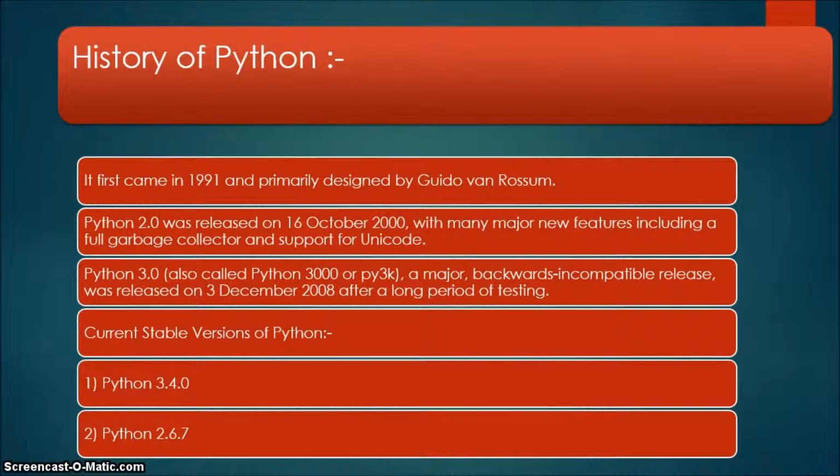So let's talk about history of Python. Python first came in 1991 and was primarily designed by Guido van Rossum. Then Python 2 was released on 16 October 2000 with many new features such as full garbage collector and a support for Unicode. Following that, Python 3 was released on 3rd December 2008 after a very long period of testing with some major backwards incompatible release. Current stable versions of Python are Python 3.4.0 and Python 2.6.7. In these tutorials, I will be working with Python 2.6.7.